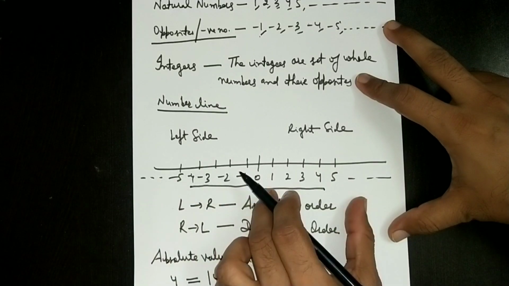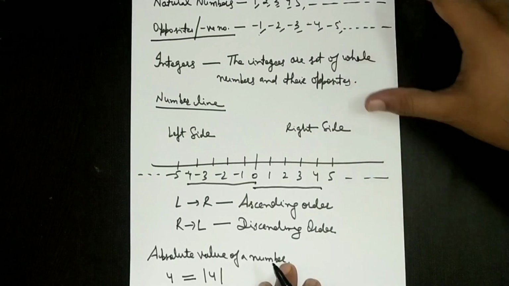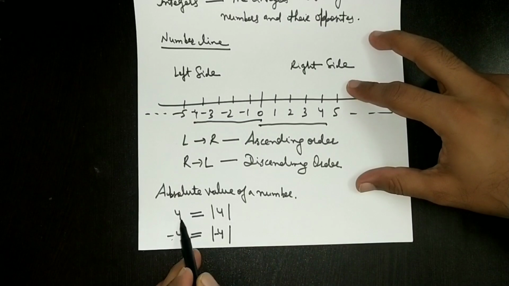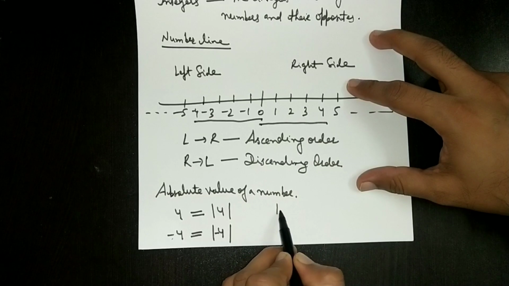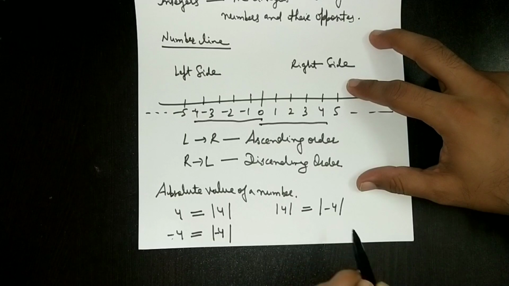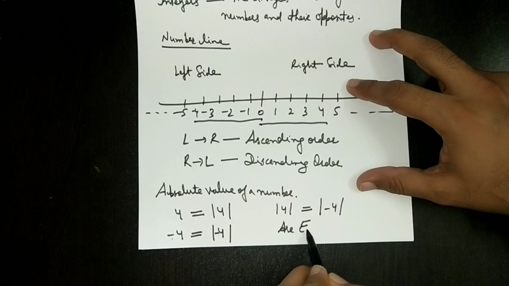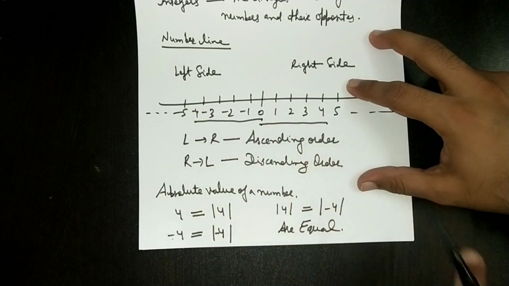When the distance is same, it means the absolute value of 4 and absolute value of minus 4 are equal. There is no difference between the absolute value of 4 and absolute value of minus 4, because the distance from 0 is equal in both the cases.